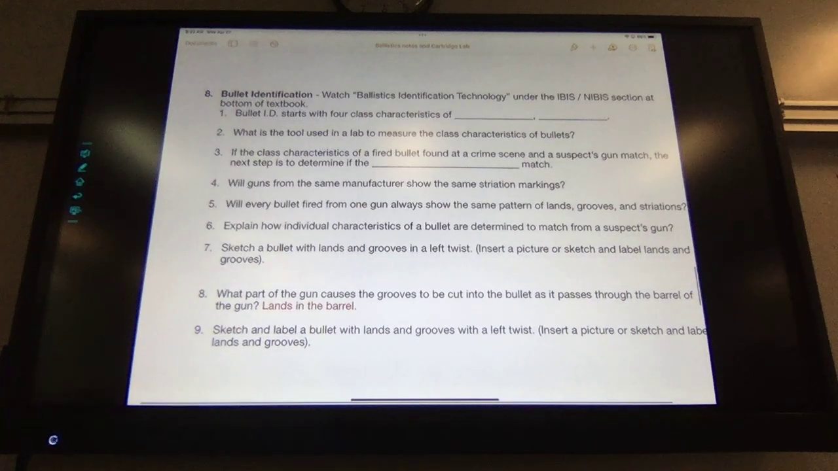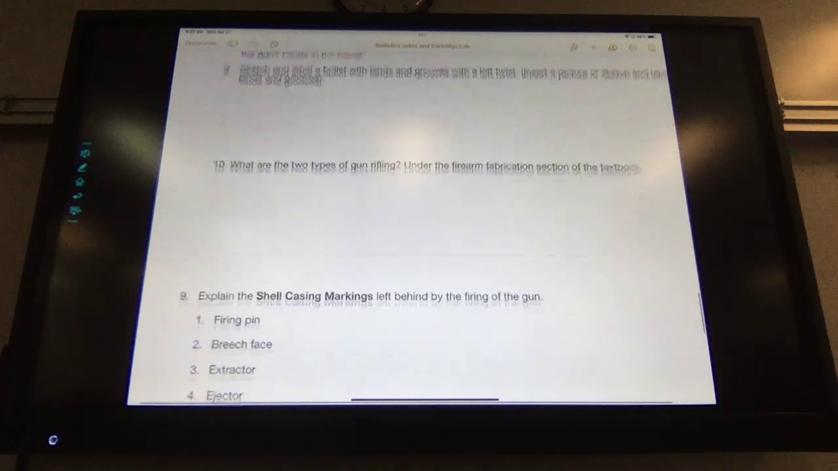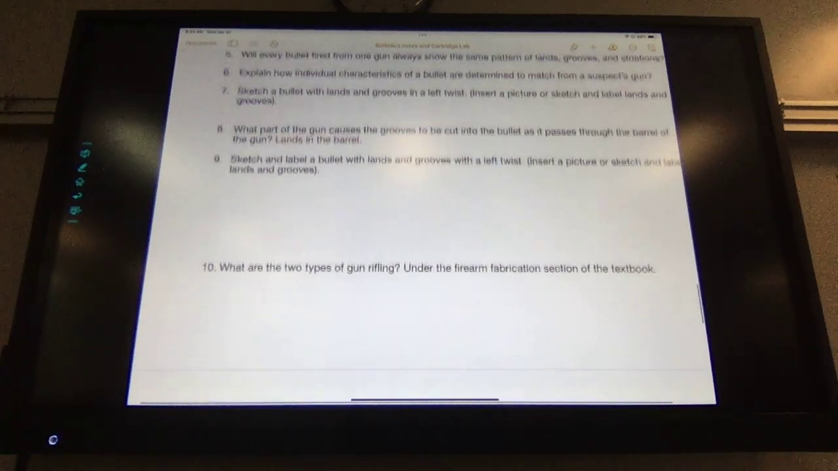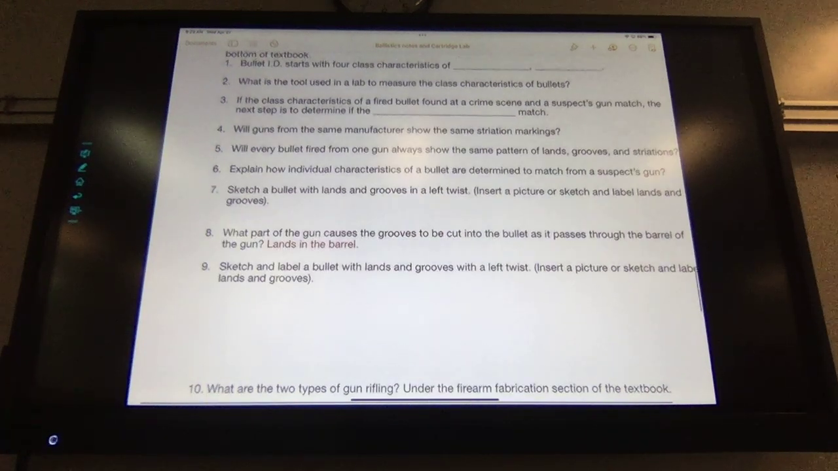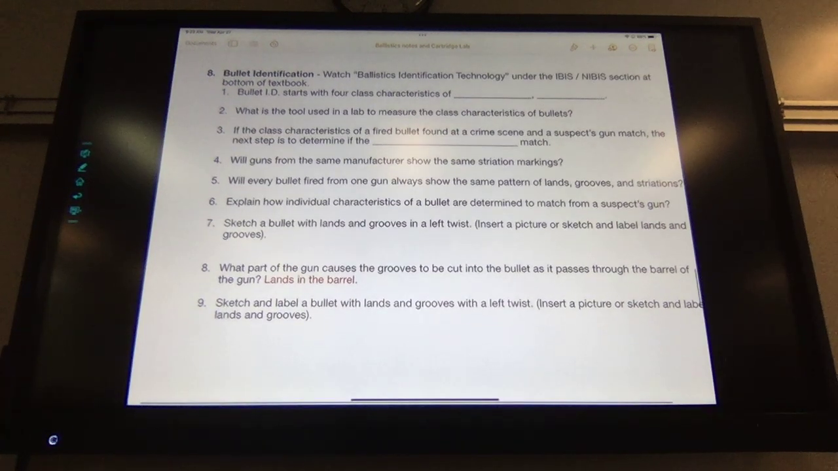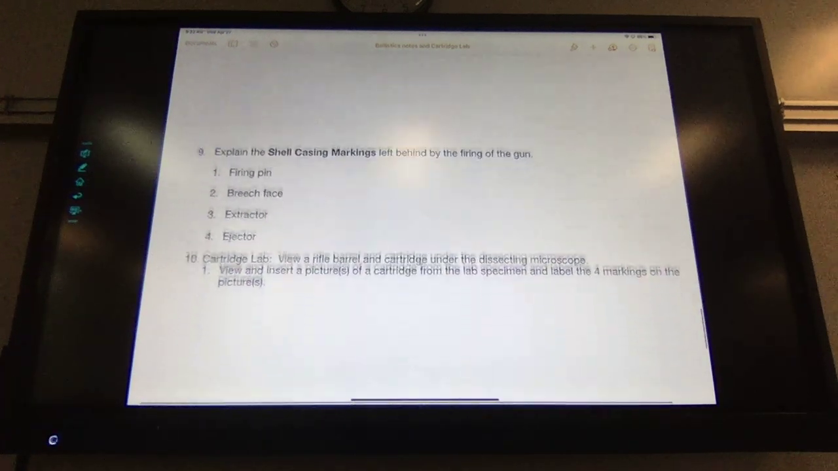and you are going to answer question number 8 and the 9, I guess it's 10 different questions. This is part of your homework. It's part of the lab write-up. It's in advance of what we're going to do in the next class. So I'm not going to go over the bullet identification with you. That's up to you to look at it in the textbook. So I'm skipping over that.